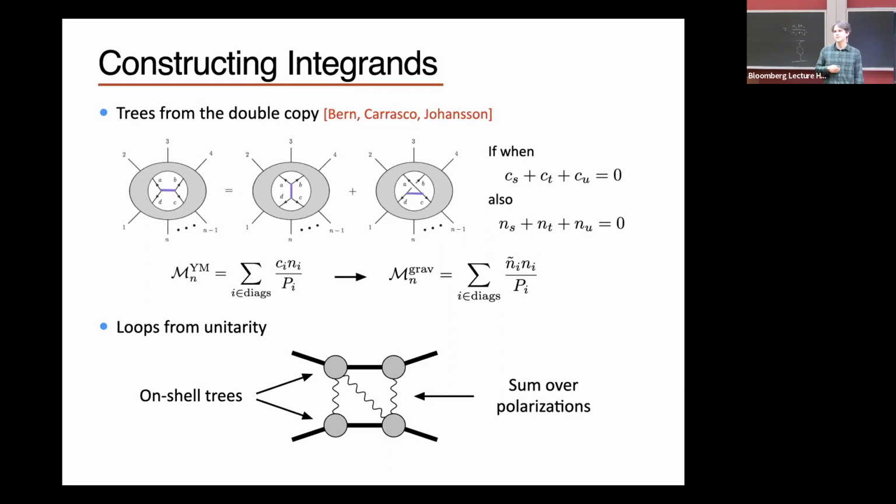Naive question. If I just think about a tree level, the gluon has some indices, right? So how does the counting of degrees of freedom work? There are two polarizations for a gluon, and two polarizations for a graviton. So actually, when you square, you get two extra things. You get two scalars. But because these are tree amplitudes, I get to choose my external state.